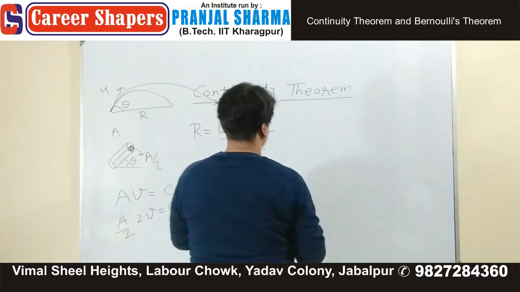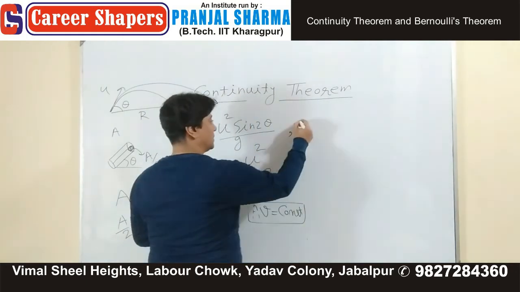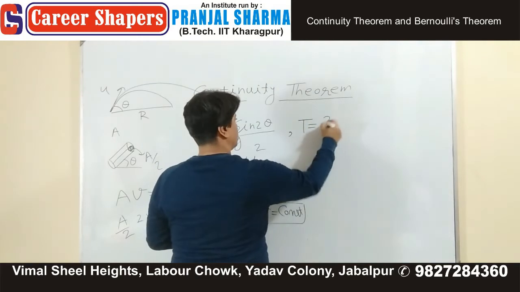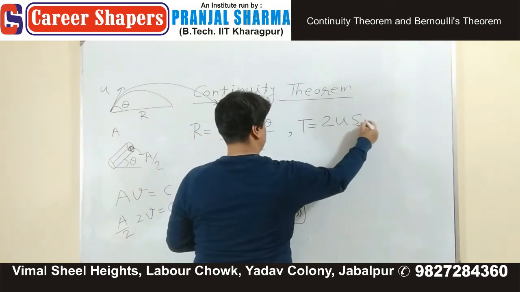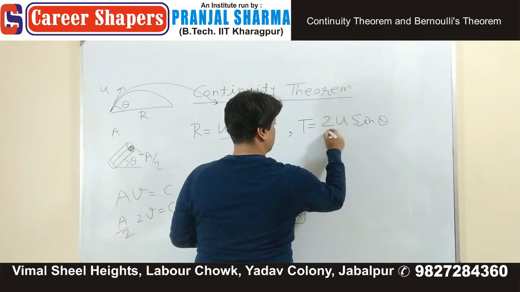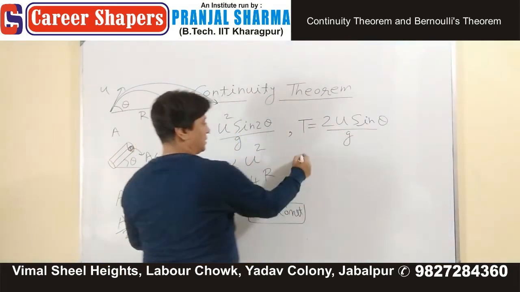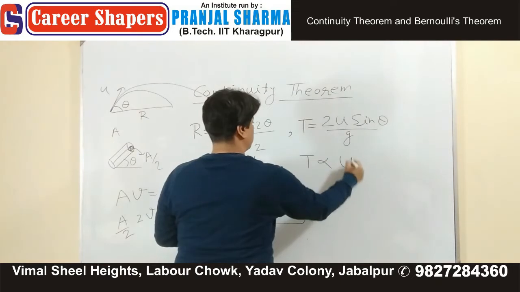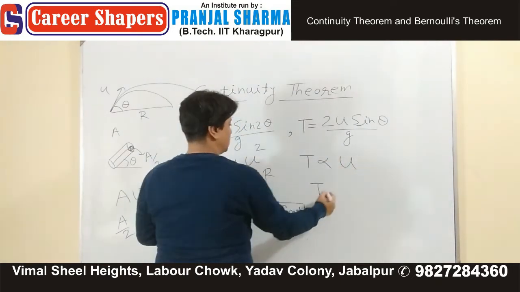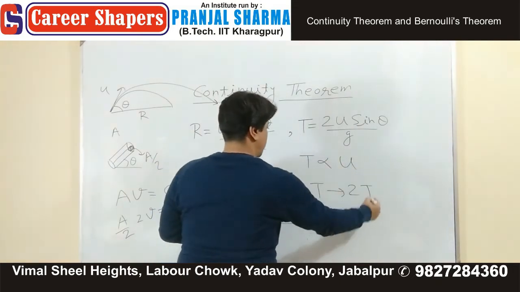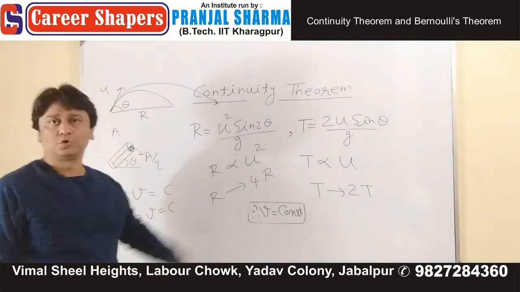The formula for time of flight is 2u sine theta divided by g. T is proportional to u, and therefore time will become 2t.